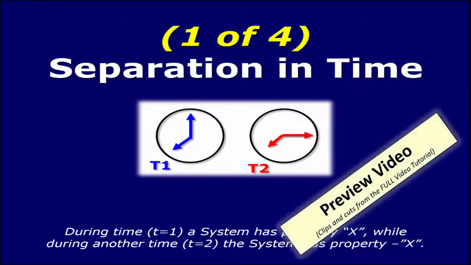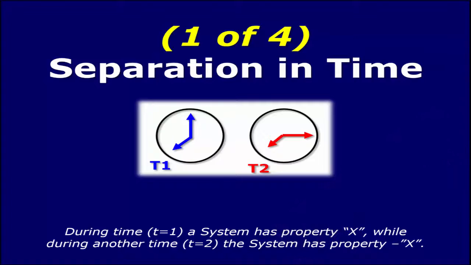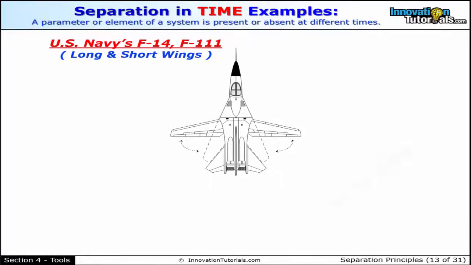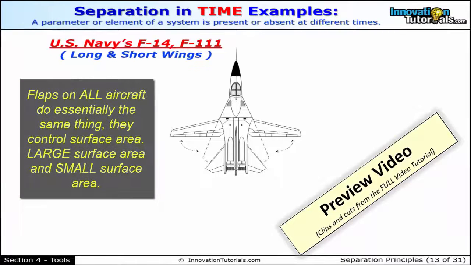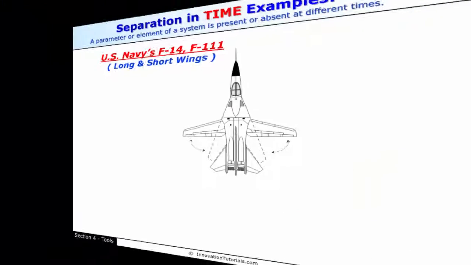So let's start with separation in time, the first of four separation principles. Separation in time says that at a certain time, t equals 1, the system has property x, while at another time, it has property negative x. So you're all probably familiar with the US Navy's F-14 or F-111. They have wings that are long when they need them long during takeoff and landing, and then when you get up to speed, they sweep back.